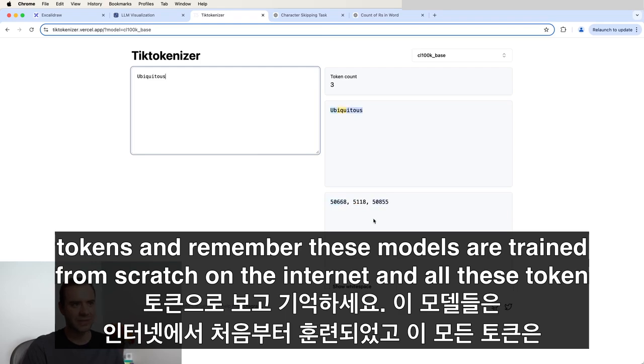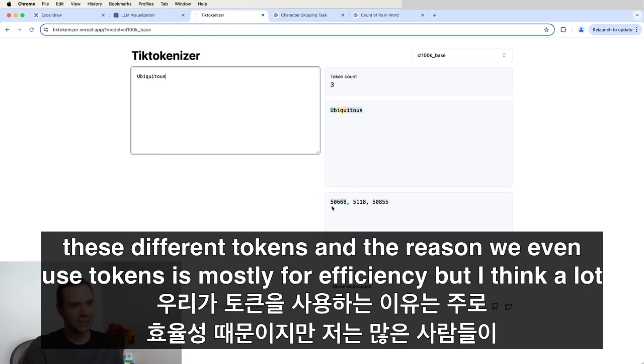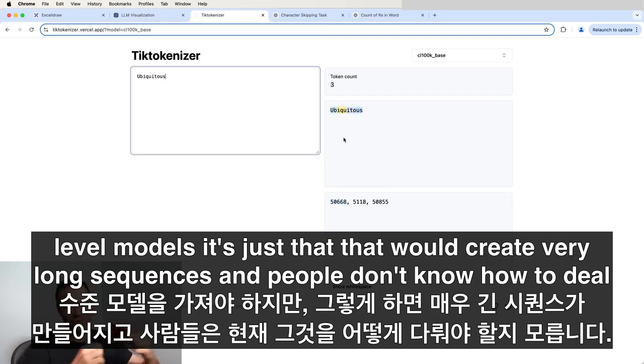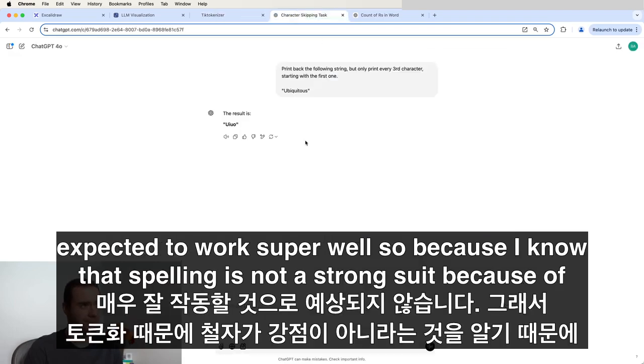And remember, these models are trained from scratch on the internet, and the model has to discover how many of all these different letters are packed into all these different tokens. The reason we even use tokens is mostly for efficiency, but I think a lot of people are interested in deleting tokens entirely. We should really have character level or byte level models. It's just that would create very long sequences, and people don't know how to deal with that right now. So while we have the token world, any kind of spelling tasks are not actually expected to work super well.